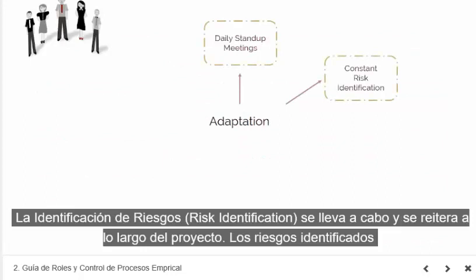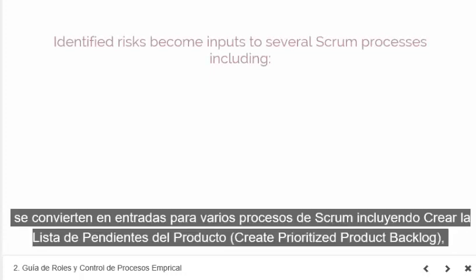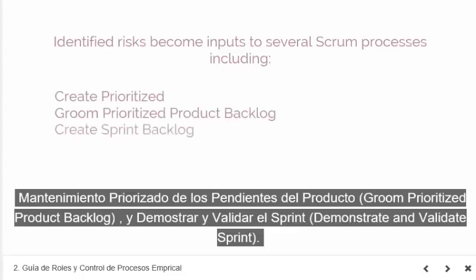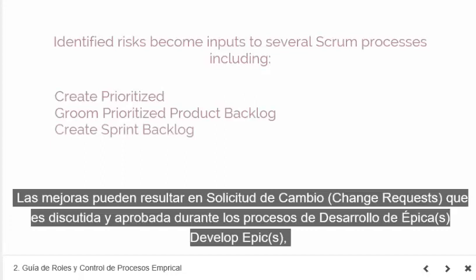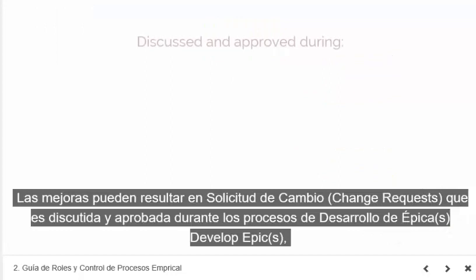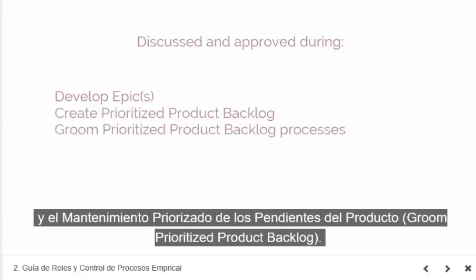Risk identification is performed and iterated throughout the project. Identified risks become inputs to several Scrum processes, including Create Prioritize Product Backlog, Groom Prioritize Product Backlog, and Create Sprint Backlog. Improvements can also result in change requests, which are discussed and approved during the Develop Epics, Create Prioritize Product Backlog, and Groom Prioritize Product Backlog processes.